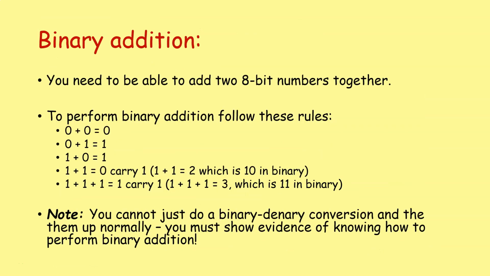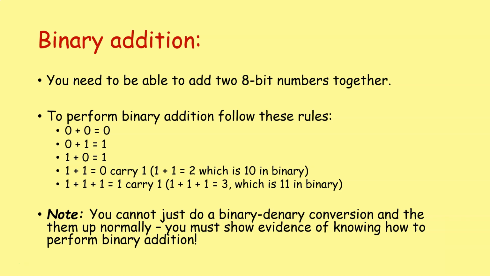You also need to be able to perform binary addition. So you need to be able to add two 8-bit numbers together. Now, performing binary addition is actually not too difficult. You just have to remember some simple rules. 0 plus 0 equals 0. 0 plus 1 is 1. 1 plus 0 is 1. 1 plus 1 is 0, carry 1 to the next column.